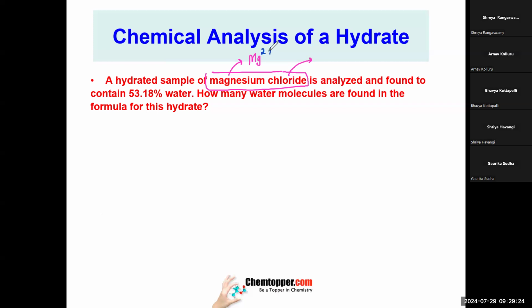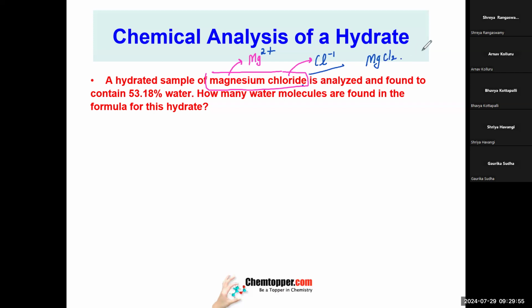Magnesium 2+. And chlorine. What's the charge on chlorine? Look at the periodic table. How many electrons can it gain or lose? Yes or no? Very good. -1. So what's the formula of magnesium chloride? Give me the formula. When you're making the formula, the charges should balance. Yes, very good. MgCl2.